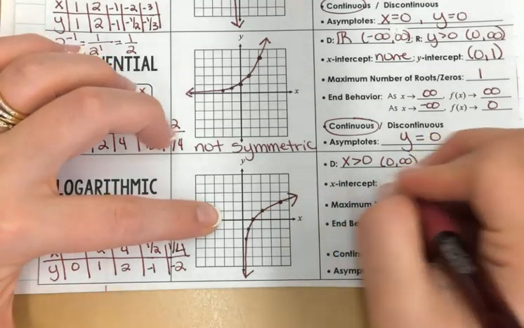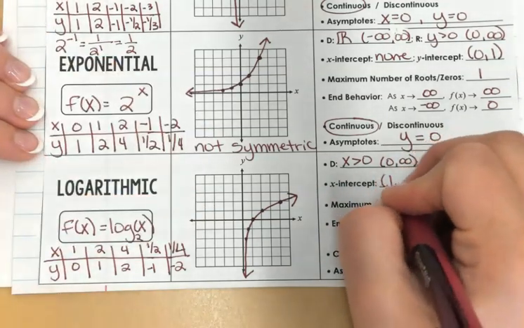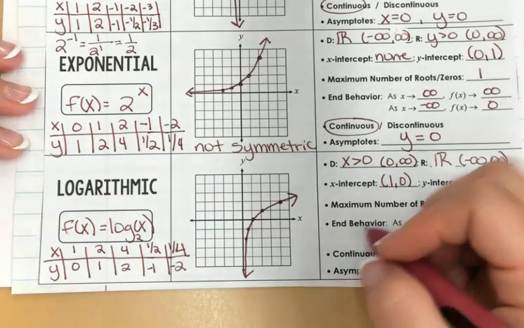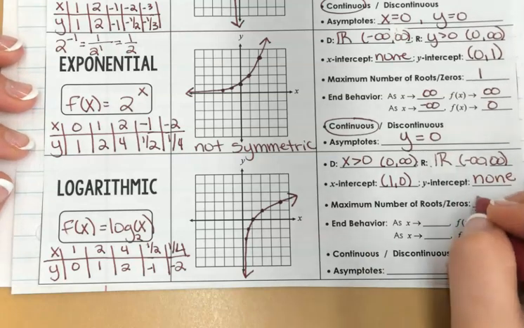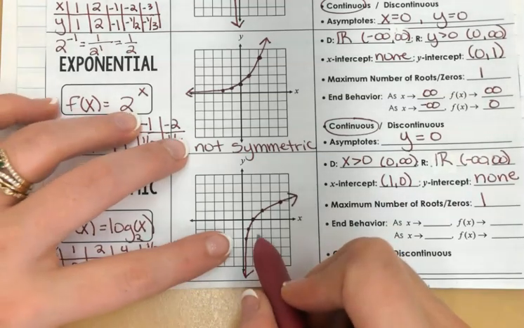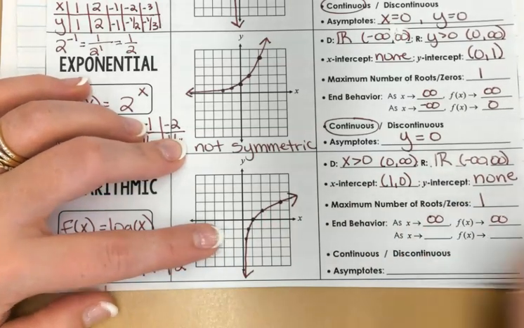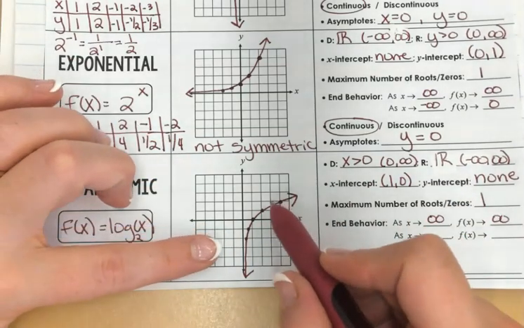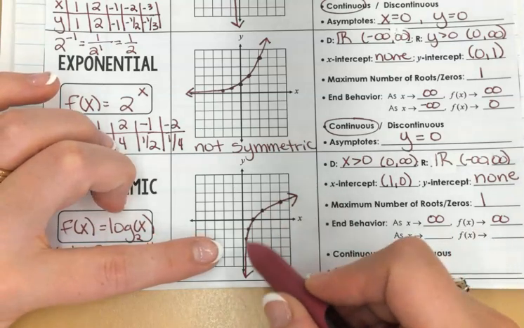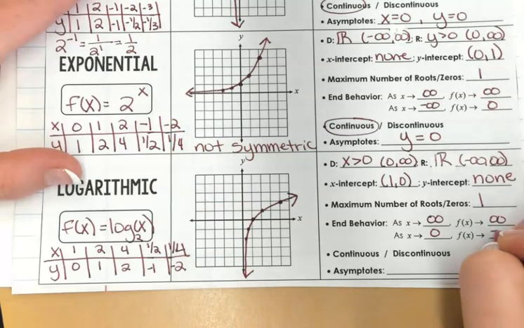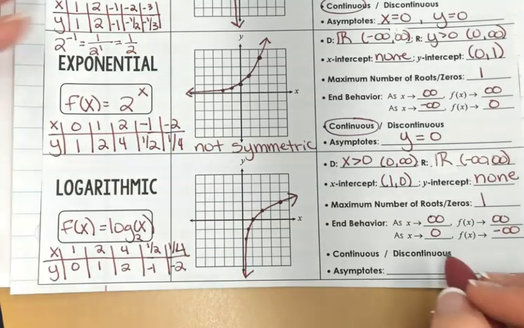My x-intercept is at 1, 0, and now I no longer have a y-intercept. The maximum number of times this is going to ever cross our graph is once. As x approaches positive infinity, y is doing the same thing, approaching positive infinity. But my other boundary is no longer negative infinity. It's as x approaches 0, y is going in the negative direction, so negative infinity.